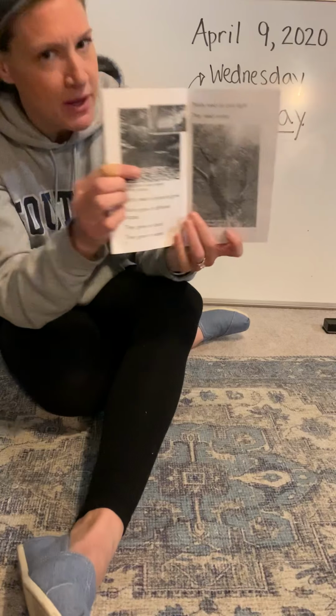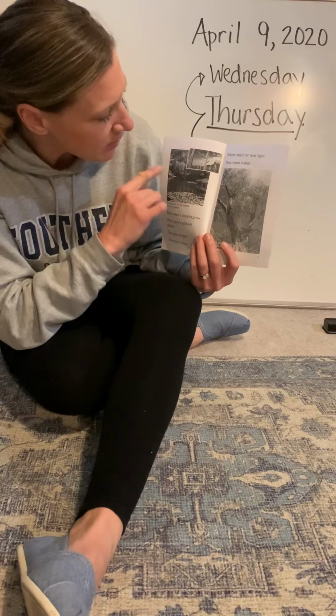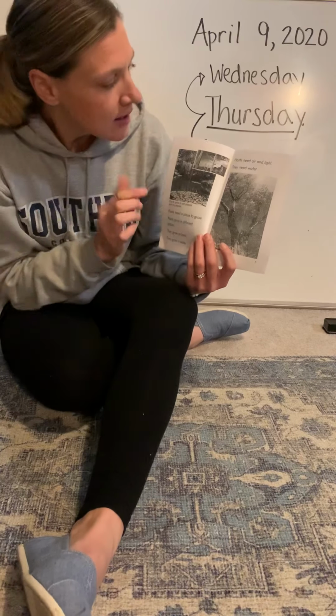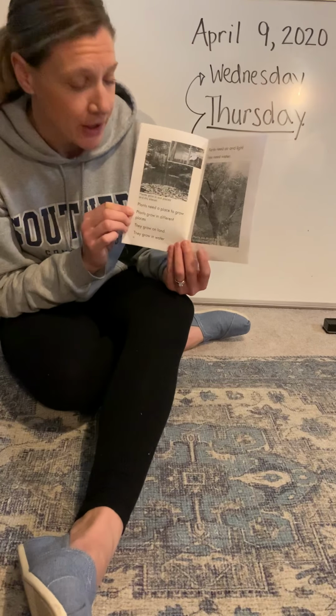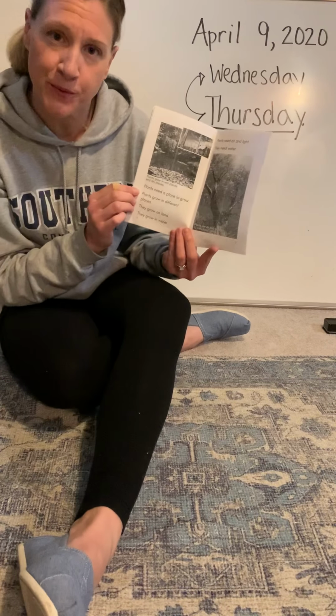And they're not the best pictures, but you can see that this is probably a pond. It's black and white pictures. And this is land. It looks like a cactus. Plants need air and light. They need water. And plants use air and sunlight to make their food.